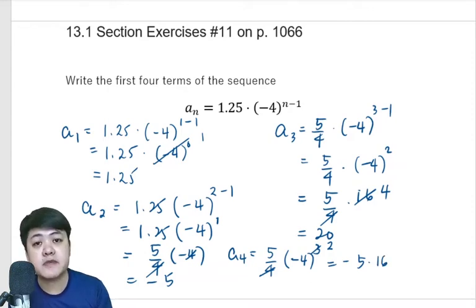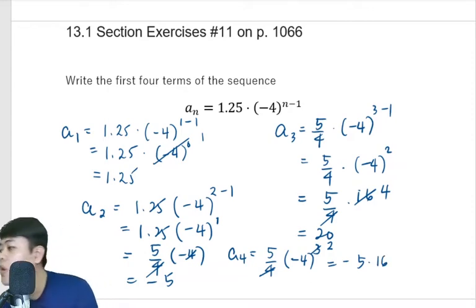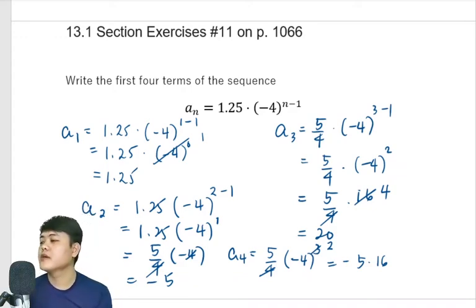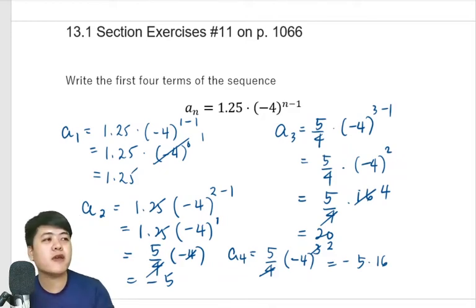And negative 5 times 16 is... Baby, anong negative 5 times 16? Negative 5 times 16 is 80. Very good. 80. Negative 80. Na ba?